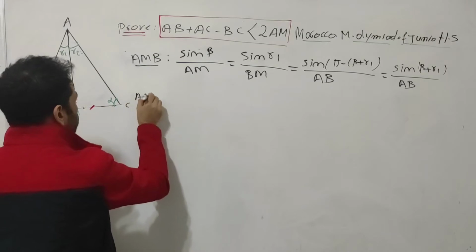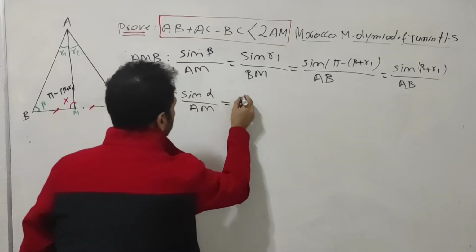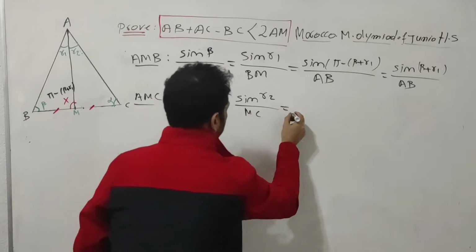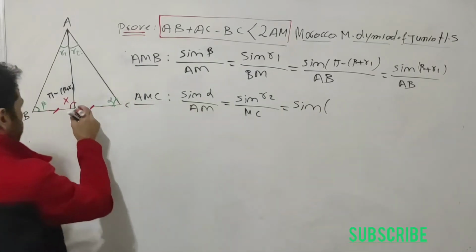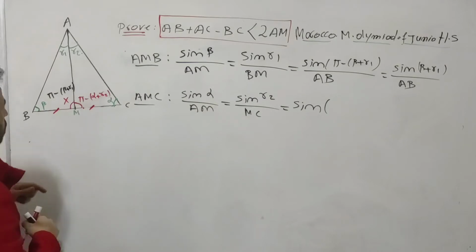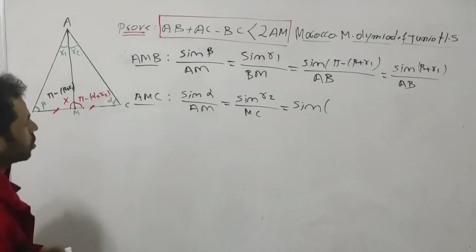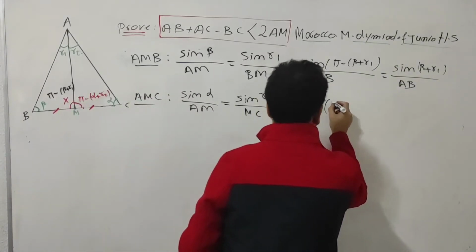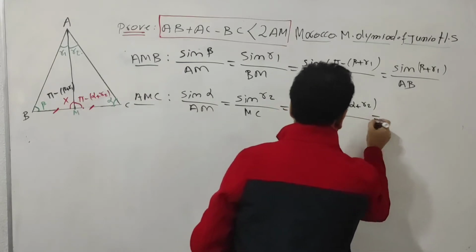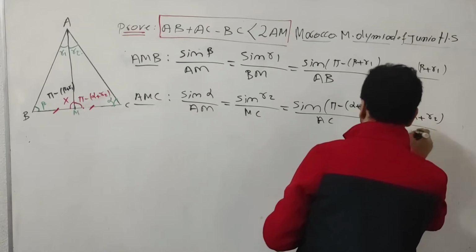For the triangle AMC, I will do the same thing. We have the sine of alpha over the distance AM equal to the sine of gamma 2 over the distance MC equal to the sine of this angle. I'm going to calculate this angle. This angle is pi minus alpha minus gamma 2, because the sum of the angles in a triangle equals pi radians or 180 degrees. So we'll have sine of pi minus alpha plus gamma 2 over the distance AC, which equals sine of alpha plus gamma 2 over the distance AC.